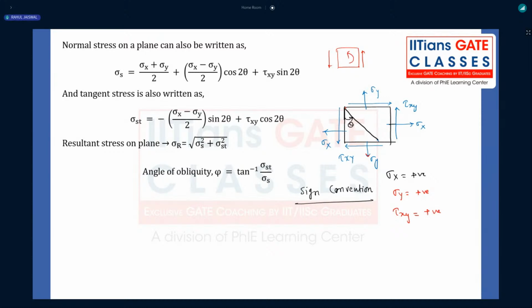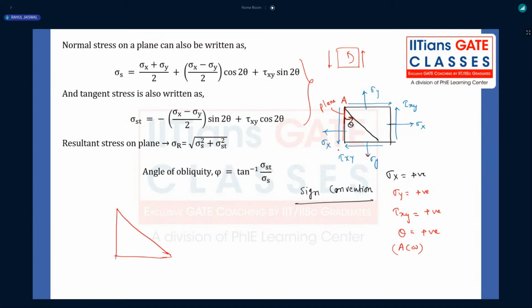Theta: this plane is making an angle with this particular negative x plane. In which direction? Theta in the anti-clockwise direction. So this will be taken as positive. Anti-clockwise angle will always be taken as positive. For the formulas we are discussing, theta will always be taken as positive when anti-clockwise. Getting my point, all of you? Some of you might be having confusion. I will clear that confusion. No need to worry.